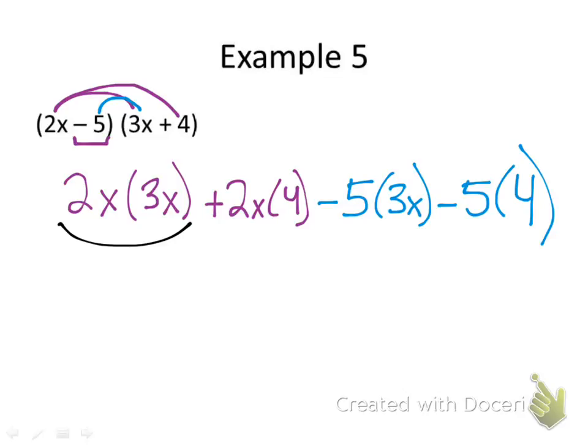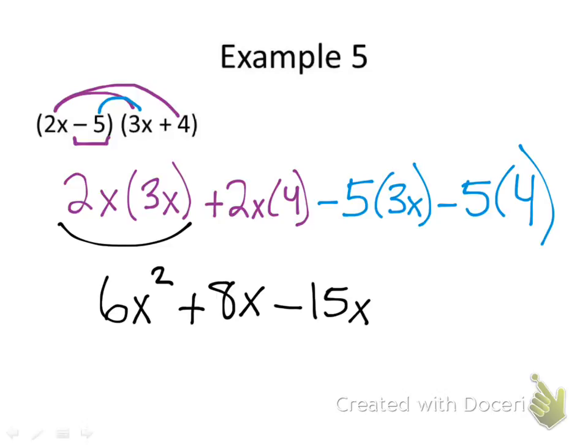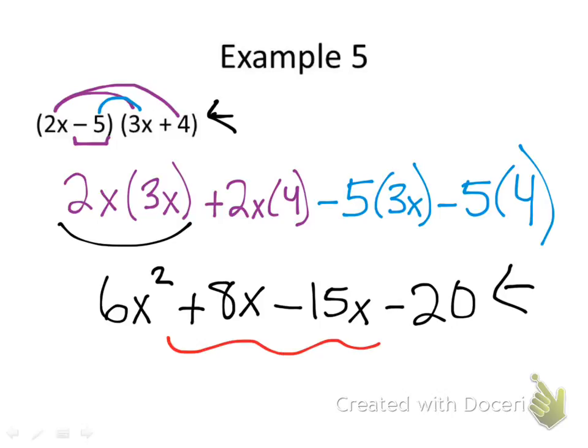So 2x times 3x is 6x squared. 2x times 4 is 8x. Negative 5 times 3x is minus 15x. And negative 5 times 4 is minus 20. So again, if you want to go straight from here to here, you can. But I like to write out my work just so I know exactly what I'm doing. Now, there are some like terms here. What's 8x minus 15x? Negative 7x minus 20. Very good.